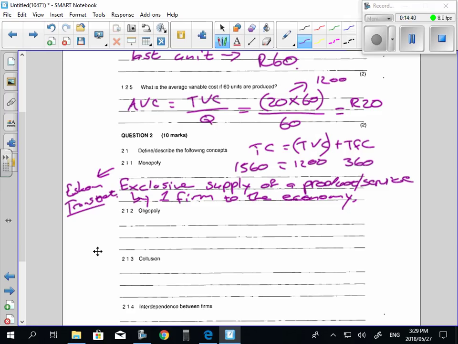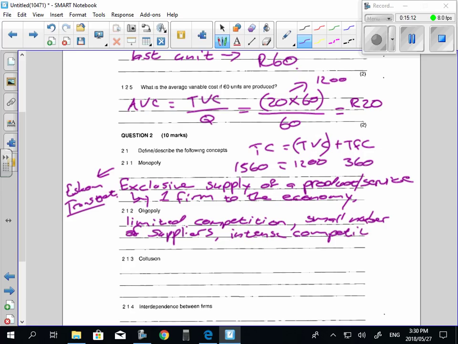The second one is your oligopoly market. Now your oligopoly market structure is when there is limited competition, a small number of suppliers with intense competition between them. And remember, there are high barriers to entry.